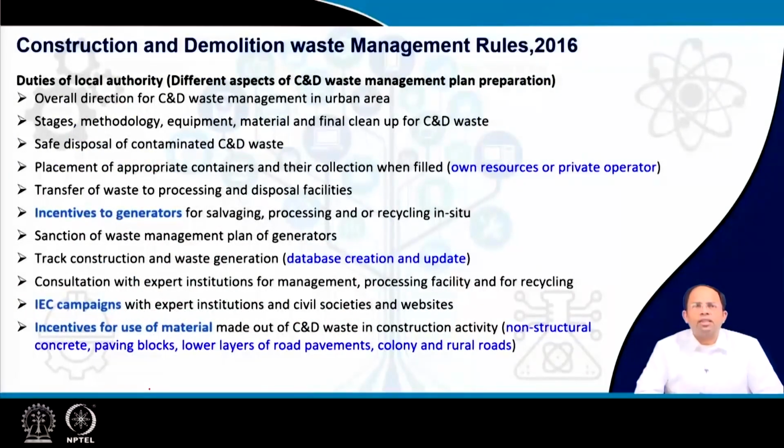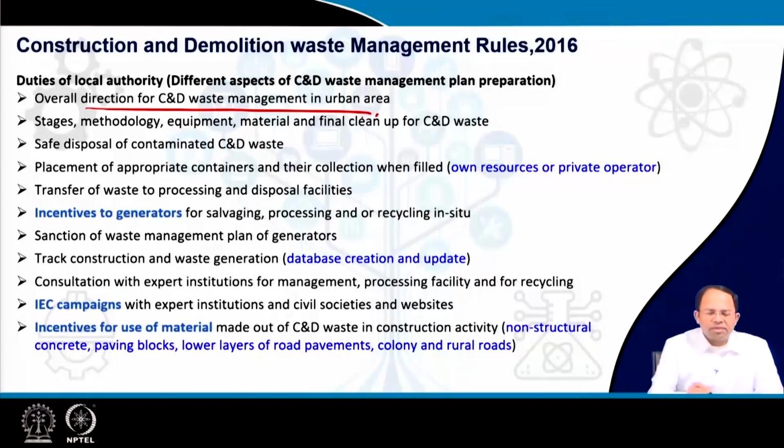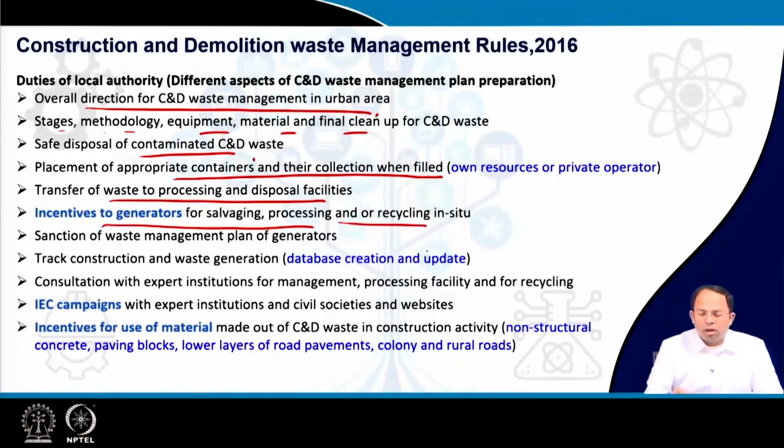Now, these are some of the duties of local authorities. First of all, the overall direction of C&D waste management in an urban area has to be prepared by the urban local body. There are different stages, methodology, equipment, material, and final cleanup for C&D waste, and this kind of plan has to be prepared. Then safe disposal of contaminated C&D waste, placement of appropriate containers and their collection when filled, then transfer of waste to processing and disposal facilities, and incentive to generators for salvaging, processing or recycling in situ.